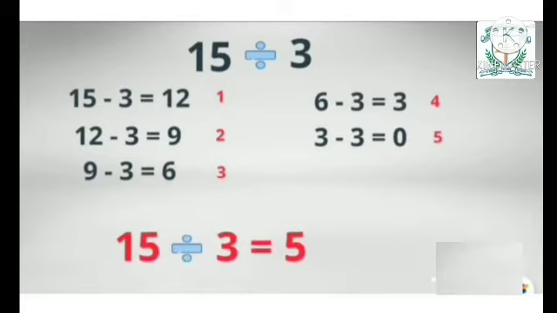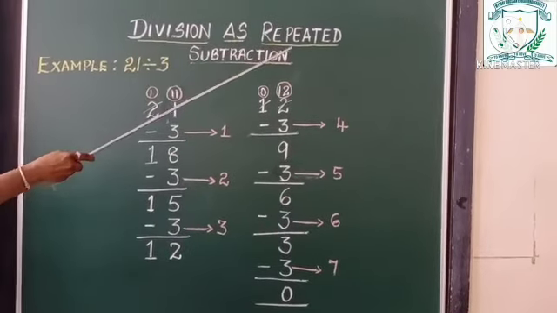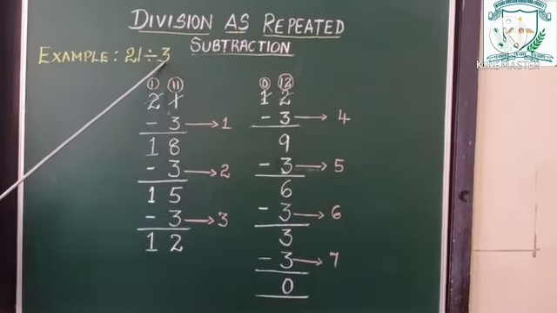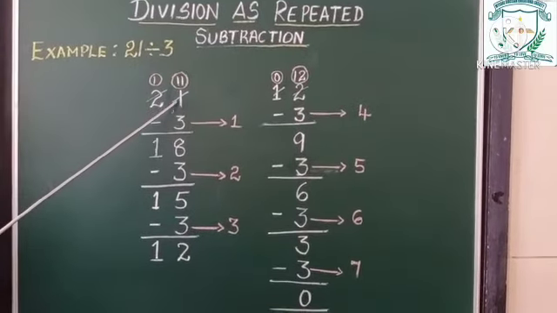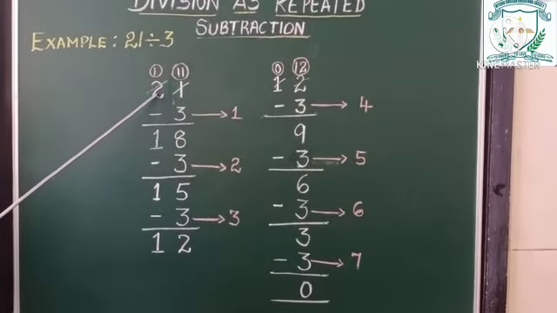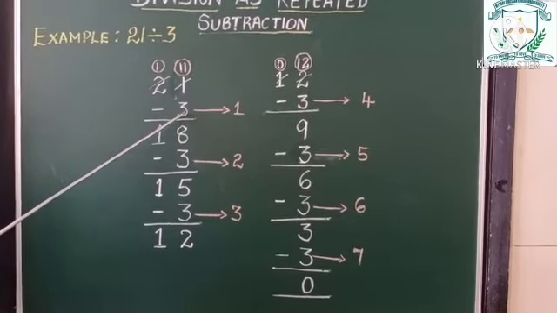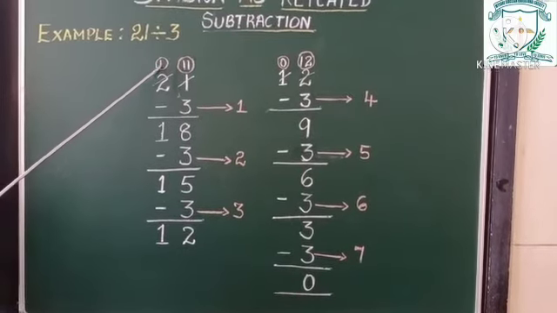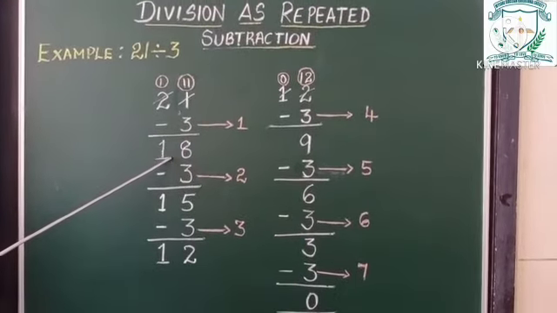Let us learn division as repeated subtraction with a few more examples. 21 divided by 3. Let us see how many times we can subtract 3 from 21. We have to subtract 3 from 21 until we get 0. 21 minus 3. Here 1 is less than 3. Borrow from tens place, leaving 1 ten in the tens place. 11 minus 3 is equal to 8. Now subtract tens place. 1 minus 0 is 1.